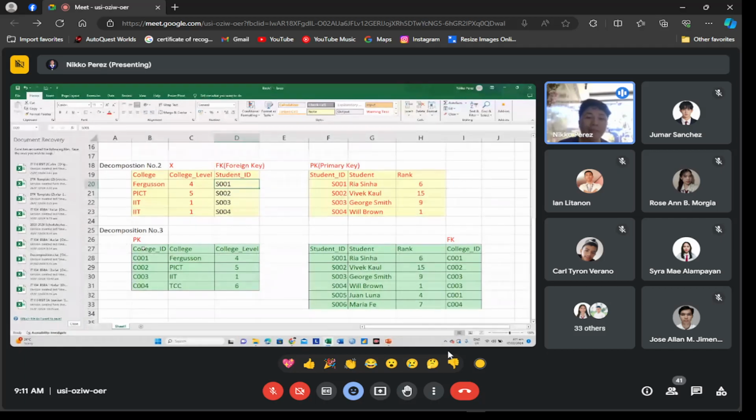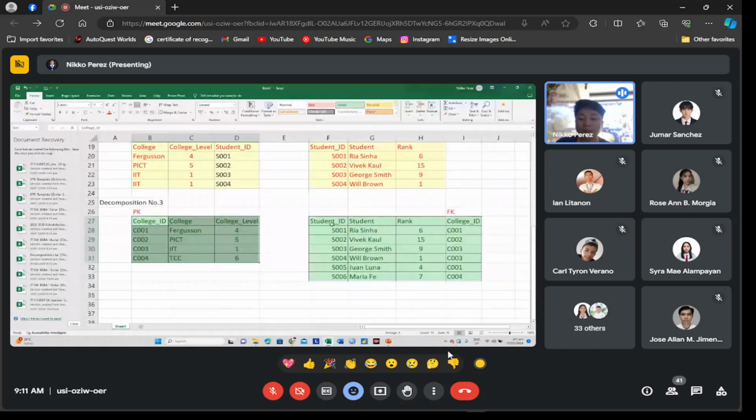Okay, if you allocate incorrectly, if you assign the primary key and foreign key incorrectly, that leads to data redundancy. And if you have the correct, proper relationship being implemented, then there will be no data redundancy at all.